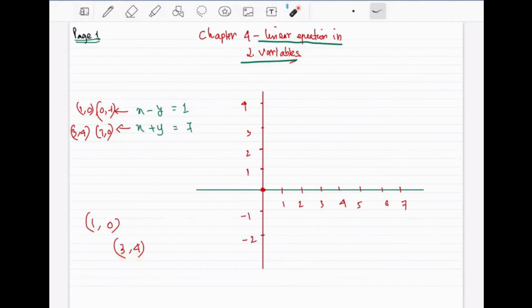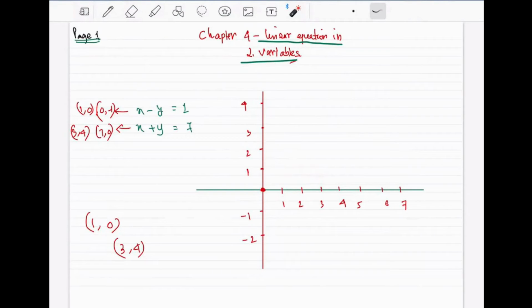So do like this. If I want to mark (3, 4), I have to go 3 points on the x-axis, and then for the 4 you have to go upwards vertically until you reach 4. So here is your point. Here is your (3, 4). And if I want to mark the point (1, 0), you have to go 1 point on the x-axis like this. 0 means you don't have to go up or down. You just have to raise the point here. So this point is (1, 0).